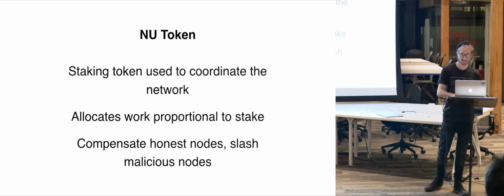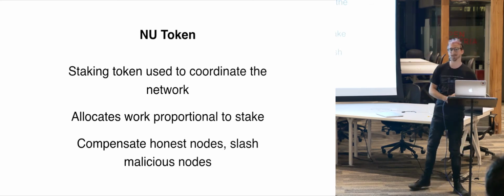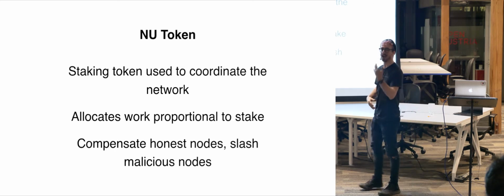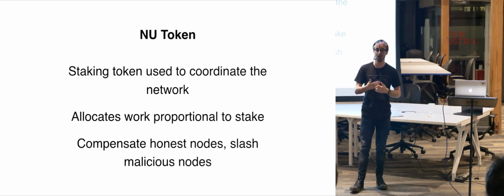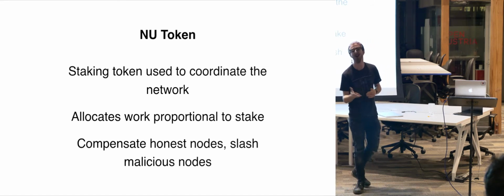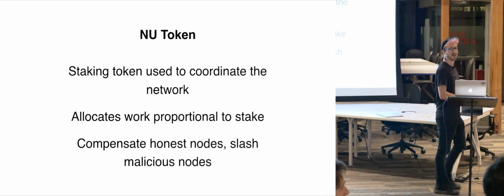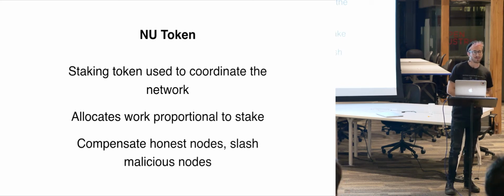So that kind of thing allows us to actually repair the network if there's any sort of malicious activity going on there. When you slash them, they lose the NU tokens, is that it? Yep, so when you join the network, you stake the tokens, and if you perform an incorrect re-encryption, you'll lose those tokens. Who decides that?